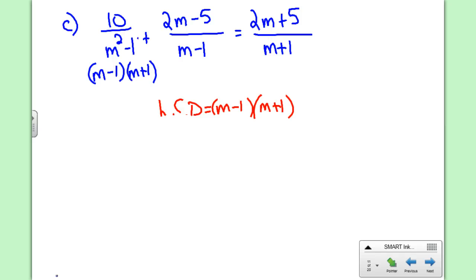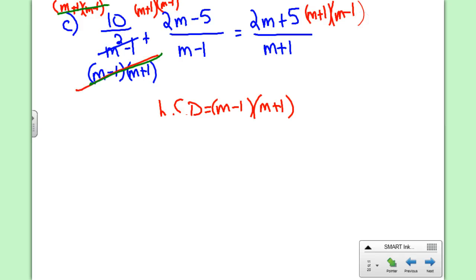All I did was rewrite the denominator in factored form. And now I multiply the whole thing by m plus 1 and m minus 1, on each term. And what that allows me to do is, boom, all the denominator blown up. In this one, just the m minus 1 is blown up. In this one, just the m plus 1.